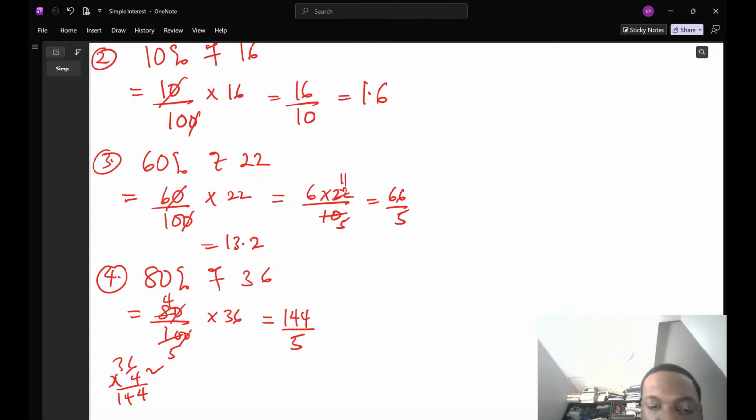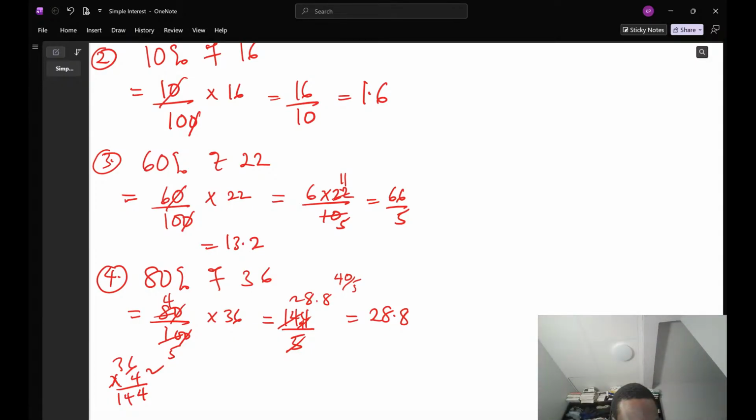144 divided by 5: 14 divided by 5 is 2, remainder 4. Then 44 divided by 5 is 8, and we still have 4 left. 40 divided by 5 is 8. So we have 28.8 as 80% of 36. Okay, let me see if we can do a word problem on percentages.